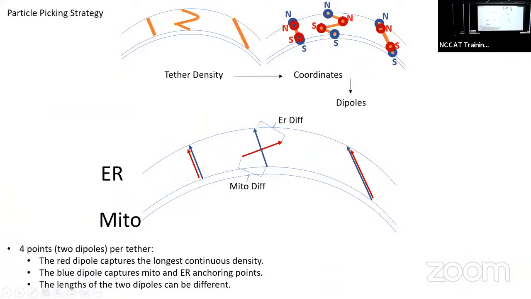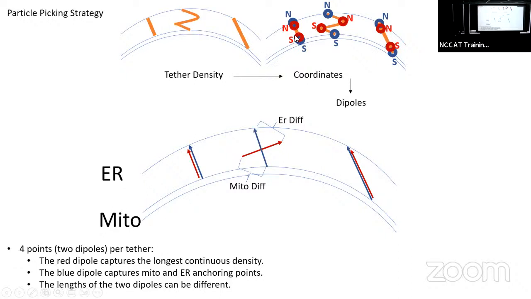I was inspired by a method that Michael used from MRC. He used dipoles for yeast tethers, and the yeast tethers are pretty homogeneous. They all look like straight rods like this. But here I have a more heterogeneous landscape. You have tethers that look crazy, and even the straight ones have shorter ones and longer ones.